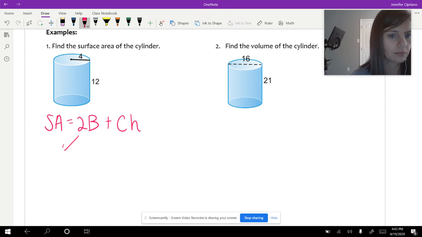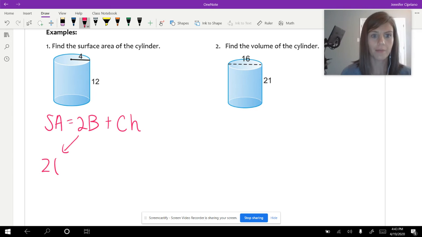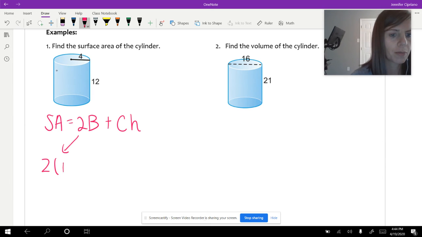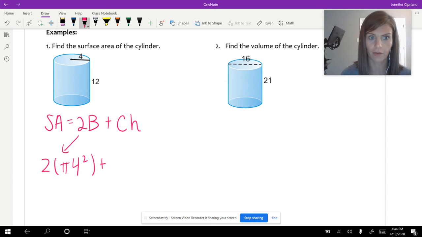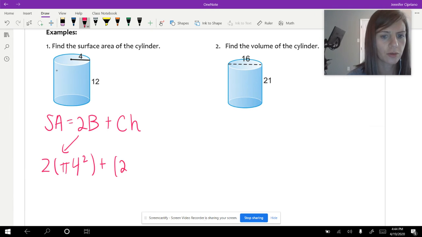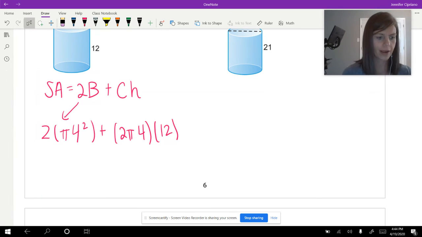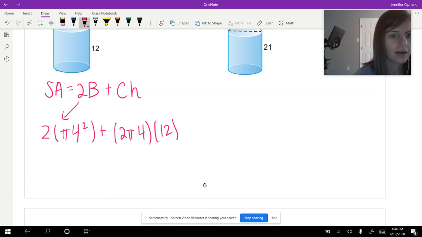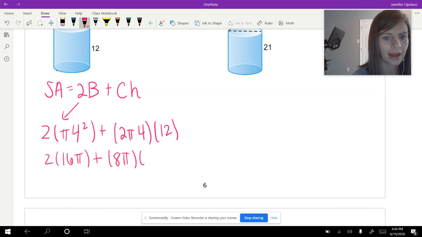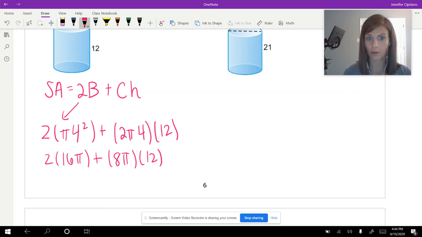So we're going to plug in. I have 2 times the area of our circular bases, pi r squared. Our radius is 4, so pi times 4 squared, plus our circumference. Circumference is 2 pi r, so 2 pi 4, times the height of our cylinder, which is 12. I'm going to simplify this a little bit before I go to my calculator. Over here, I would have 2 times 16 pi plus 8 pi times 12. You can just type all of that into your calculator at one time.